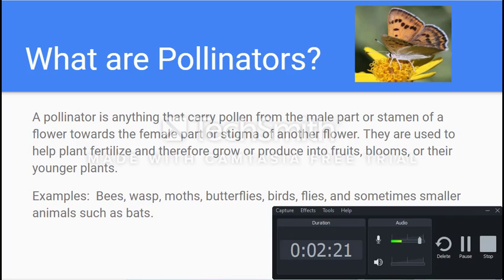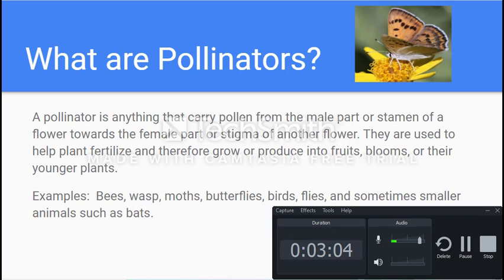Now, I want to talk a little bit about the birds part. Specifically, hummingbirds are pollinators. Not all birds are pollinators, but certain birds, like hummingbirds and other types of small birds, not very large ones, are. The birds that are pollinators have to have a special type of tool or body part that they use to help them pollinate. I'll get into a few other birds that are pollinators as well. Flies are pollinators too, and sometimes smaller animals such as bats are pollinators. I thought that was really interesting, so I hope you find that interesting as well.